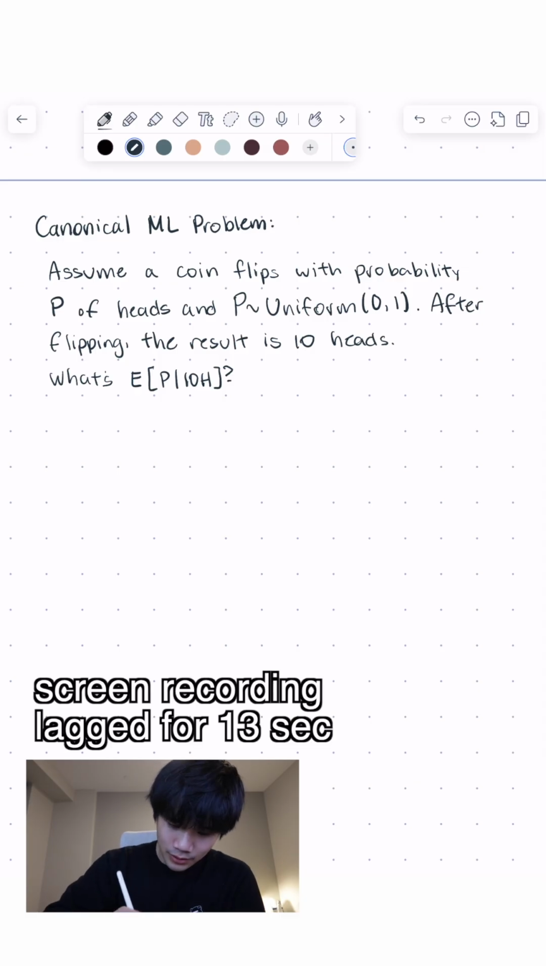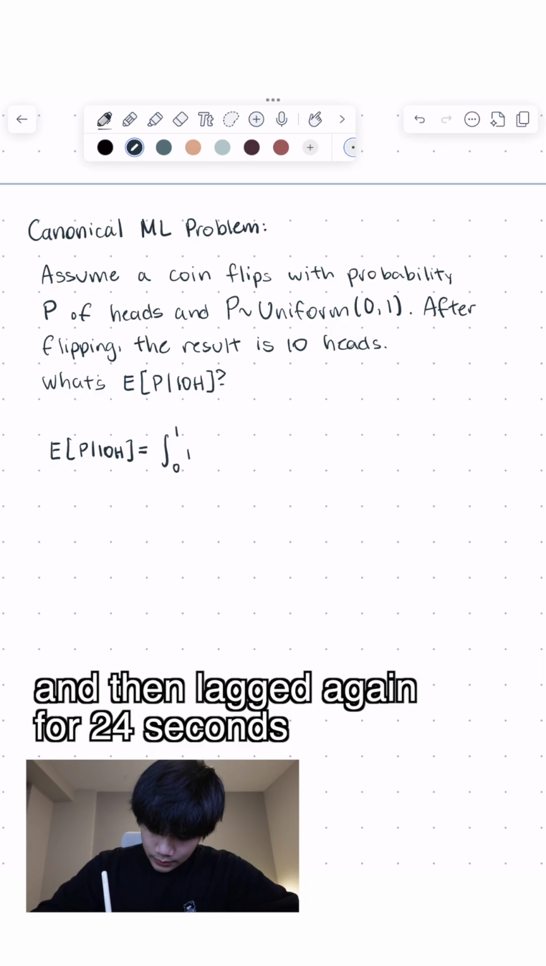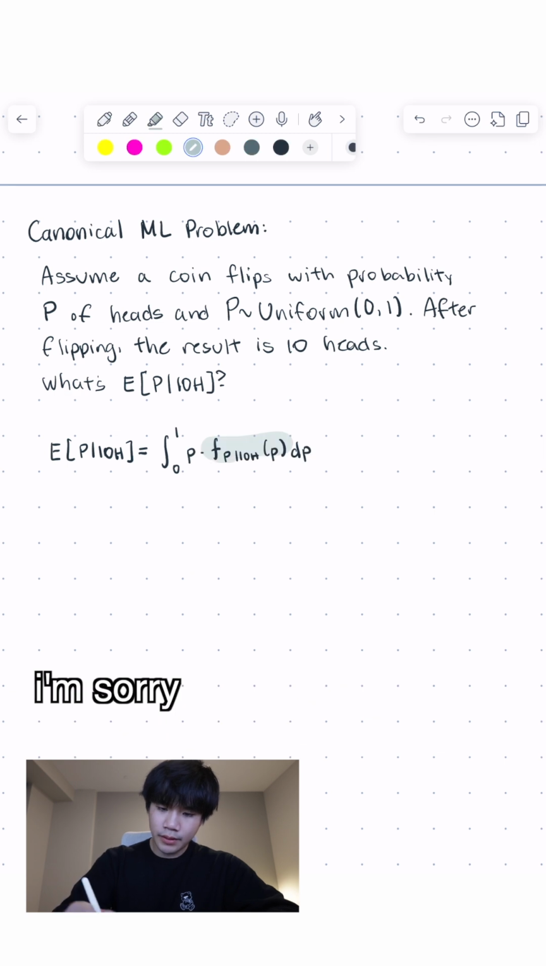So we're going to start with the definition of the expected value of a conditional probability, which is just this here. We're going to integrate over 0 to 1 because p can only go between 0 and 1. That's the probability density function of p given that we landed 10 heads. I'm going to integrate with respect to dp. So we know p here, we know our bounds, but we do not know the value of this yet. So we are going to evaluate that first.